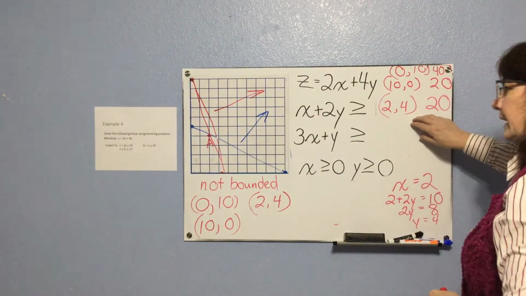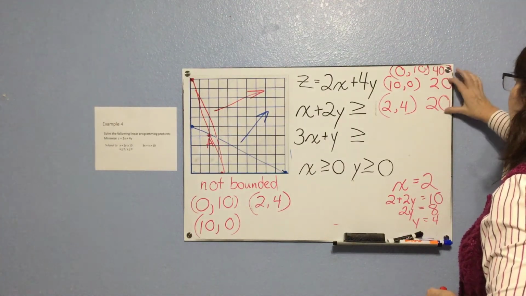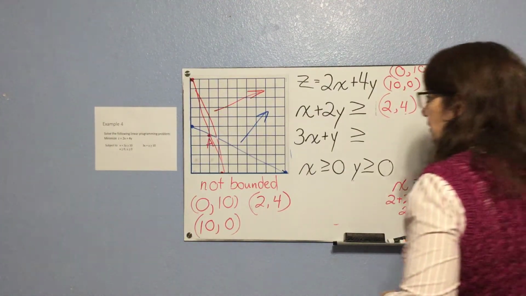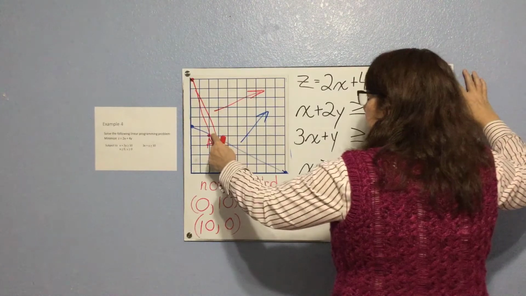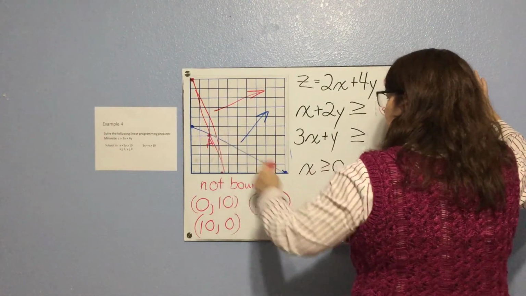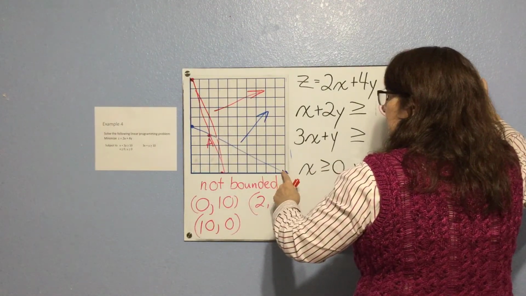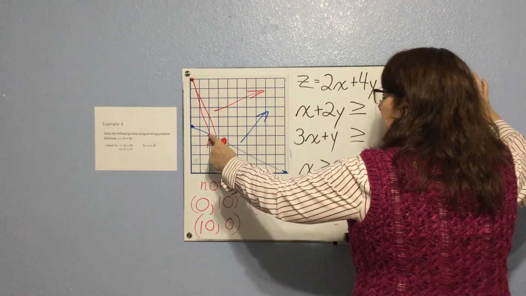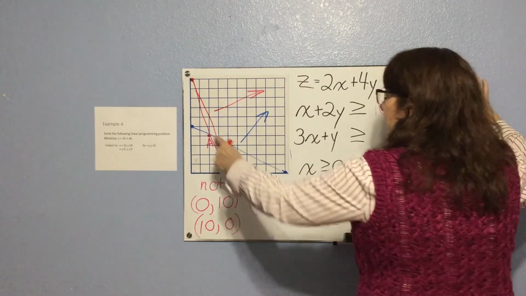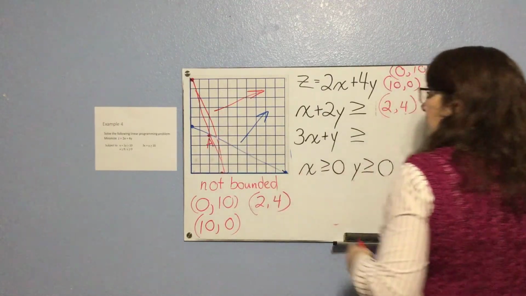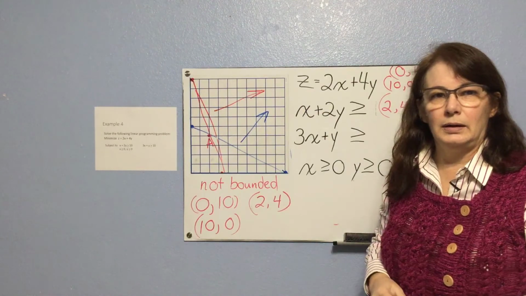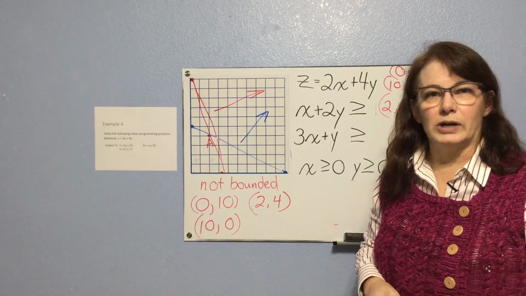Okay, so in this case, I have 2 points, 10, 0, and 2, 4. So this point and this point are both minimum values. And actually any point along this line between the two of them would also produce a minimum value. Pause your video now and work on checkpoint 6.